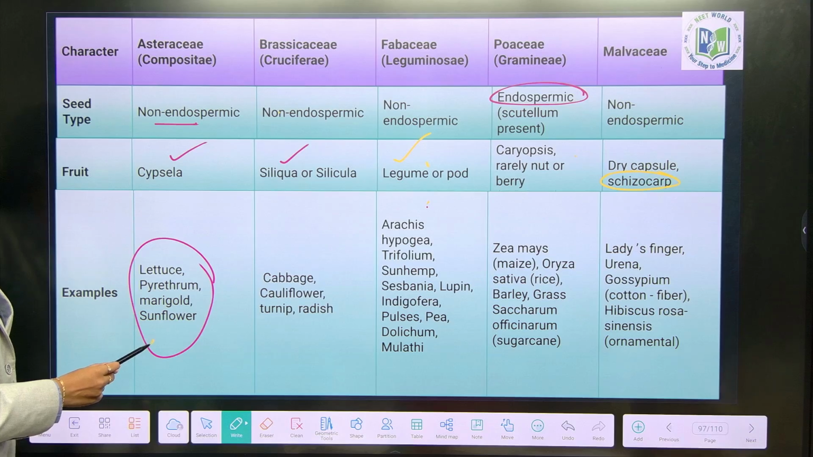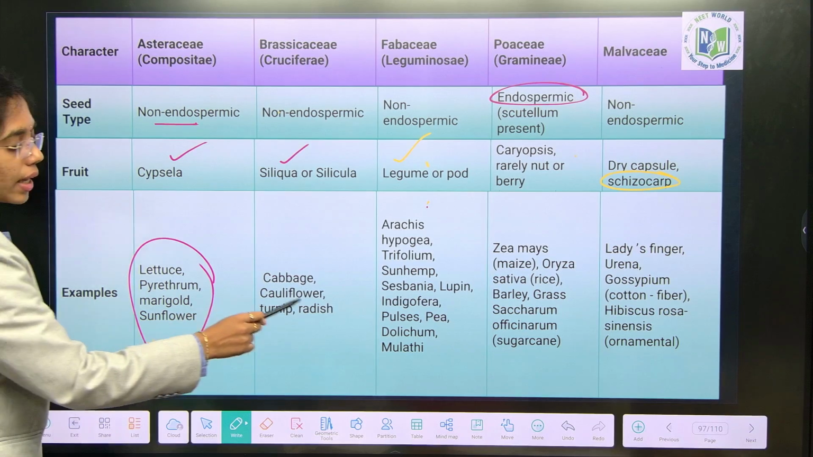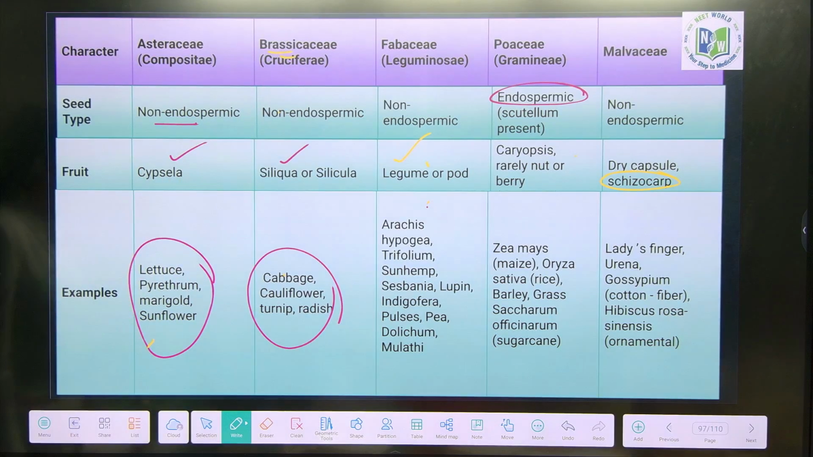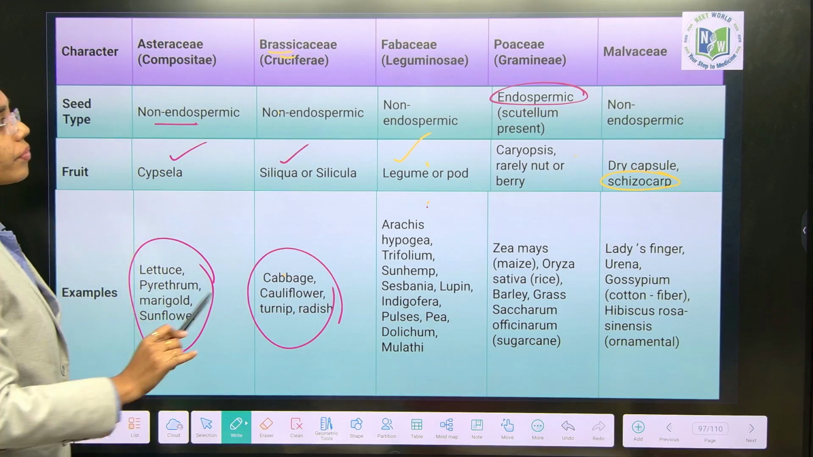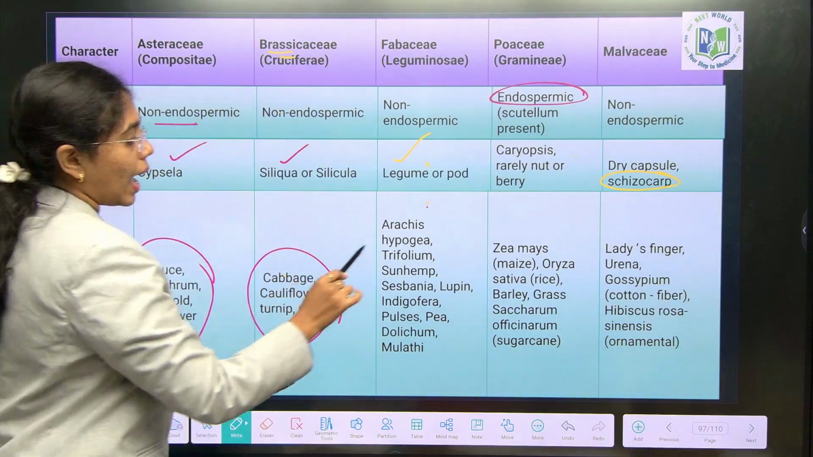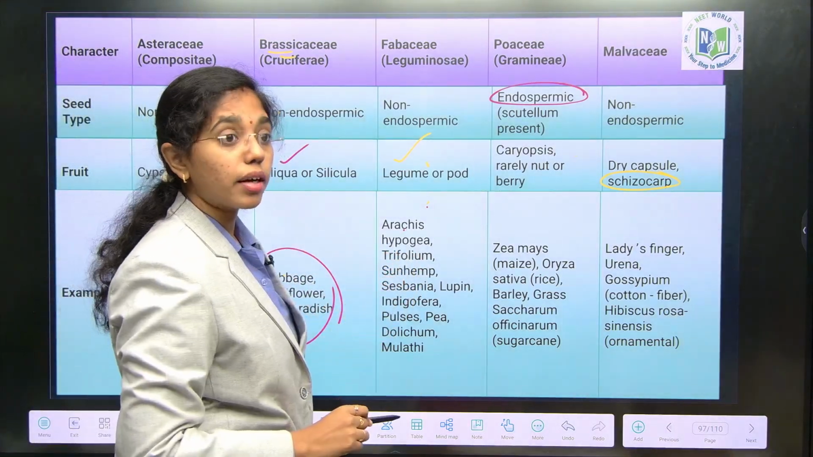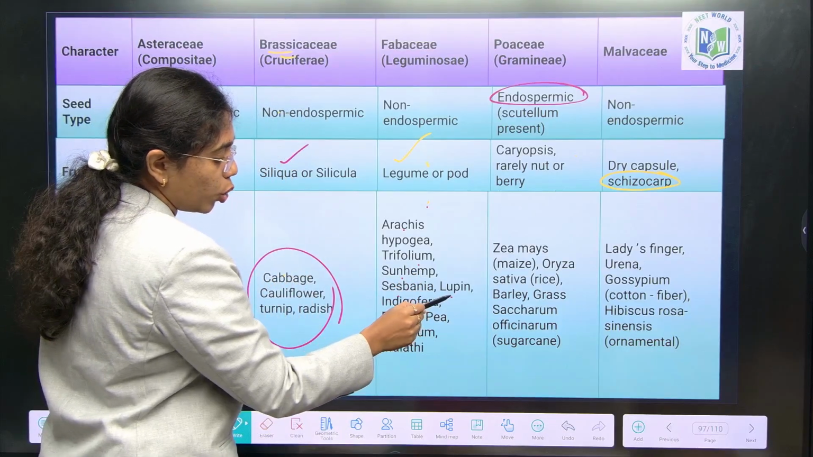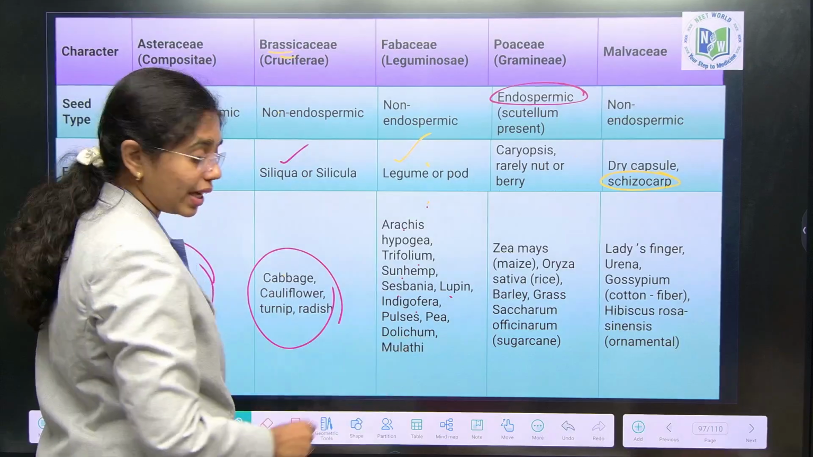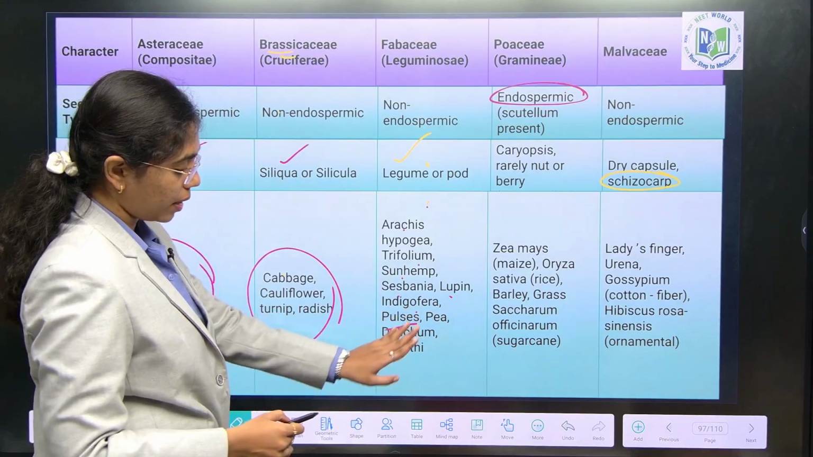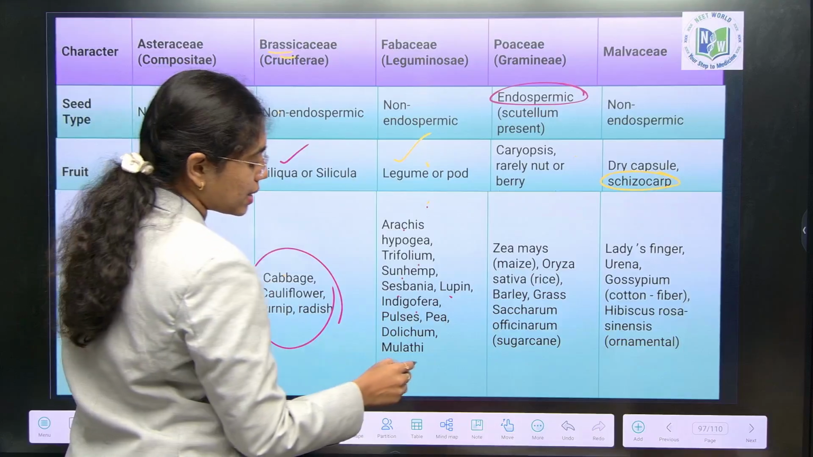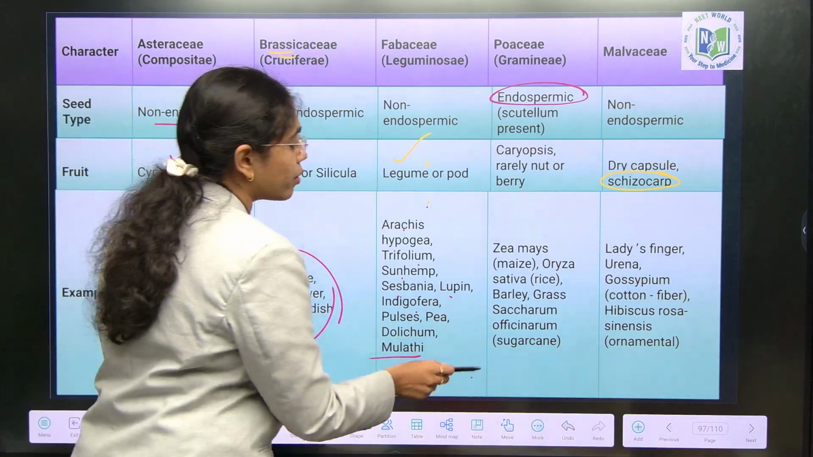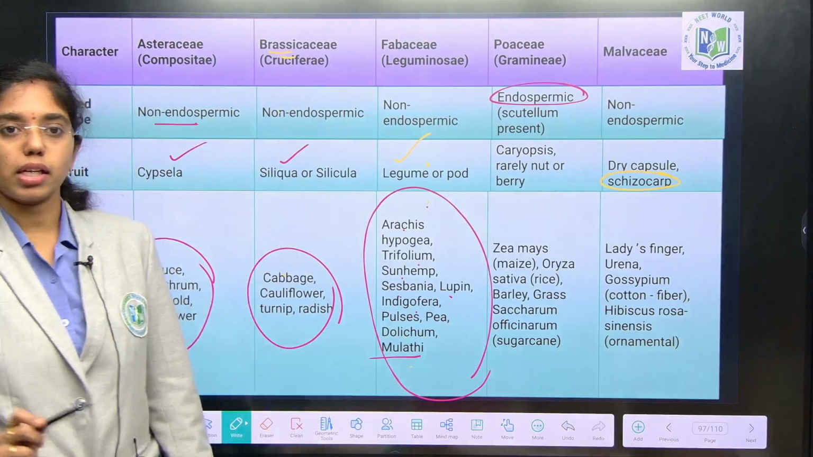Belongs to what? Cabbage, cauliflower, turnip, radish. Easy to remember. You can choose it out now from options. Fabaceae, remember. Arachis hypogaea is what? Groundnut. Trifolium, sun hemp, Sesbania, lupin, Indigofera which is used as dye, pulses, peas which are edible, Dolichos, Mulethi. Mulethi is the medicinal plant. All this belongs to Fabaceae. For this you have to look at it 2 to 3 times to remember, that's all.